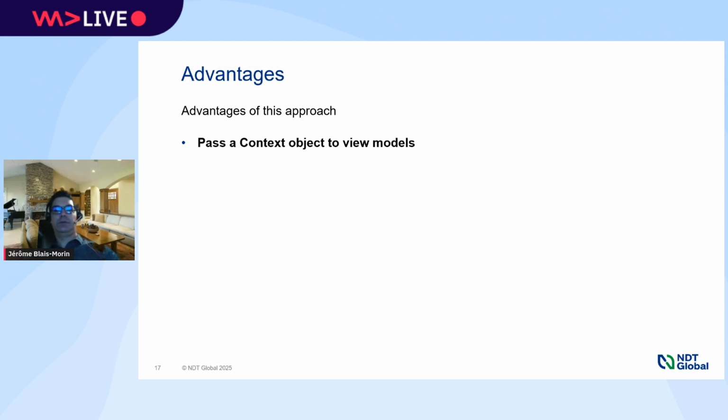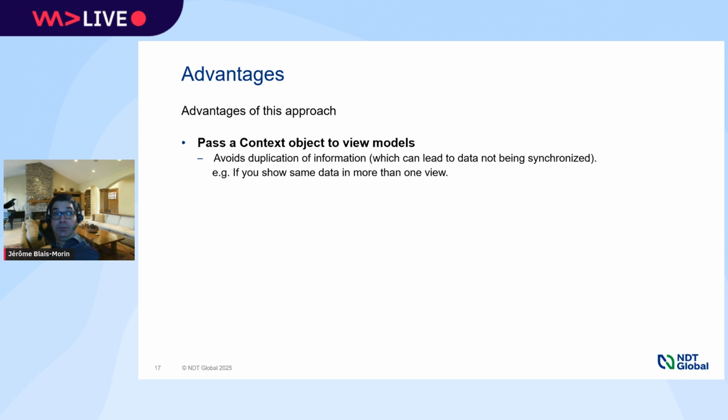let's have a look at those advantages. Regarding the passing of the context to the view model. First advantage is it avoids duplication of the information, which could lead to the data not being synchronized. So this is the example that I was talking about earlier. If you have the same data in more than one view, maybe not synchronized, but if you have the context, it's the same context that shows those data, so it would be synchronized by default or by definition.